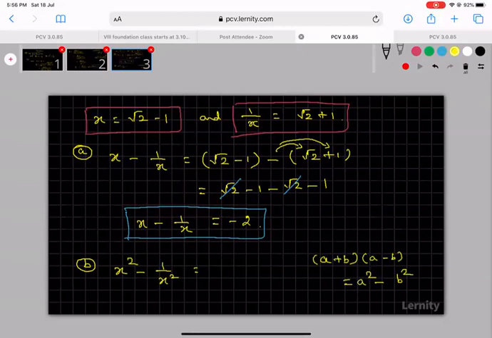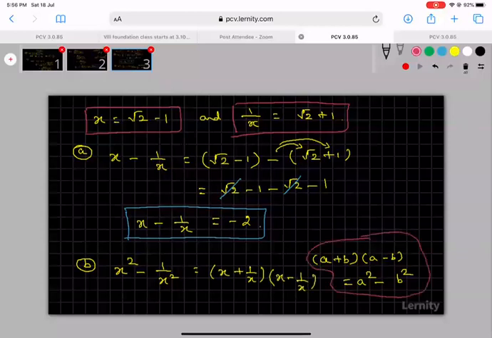So in the same format, a plus b into a minus b, we can write this as x plus 1 by x into x minus 1 by x. This is the formula. Here it is in the form of a square minus b square, so we are writing this as a plus b into a minus b. In the slide, if you have any doubt, please ask me. I will explain.